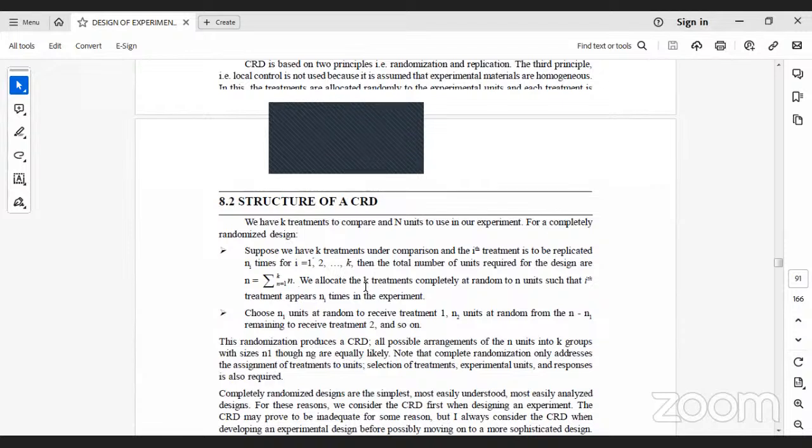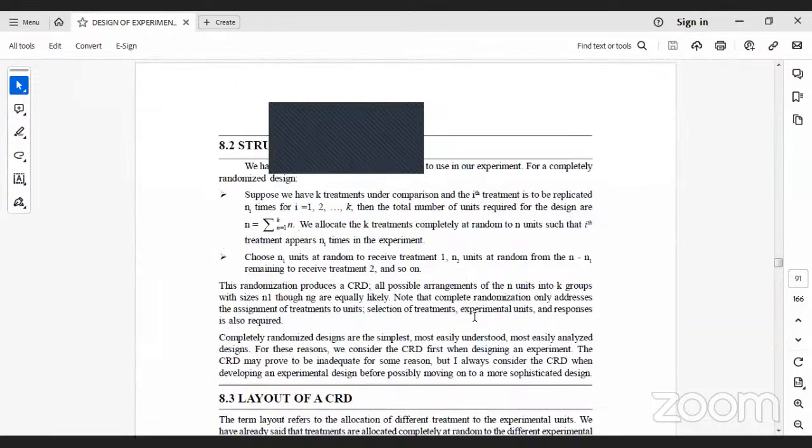So choose N1 units at random to receive treatment 1. Then N2 units are chosen at random from the N minus N1 remaining units to receive treatment 2, then N3 from N minus N1 minus N2, and so on. We can take the treatments here as N1, N2, N3 and so on.